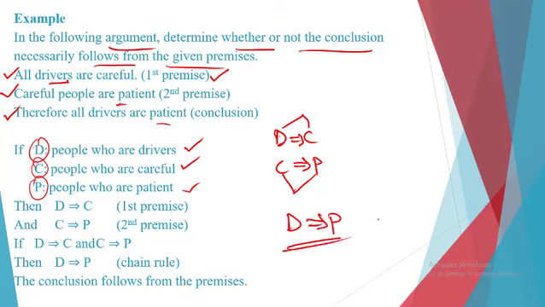Do you understand? And this is what we call the chain rule. If D implies C and C implies P, then D implies P. Do we understand? That is what the chain rule states. That is what it connotes.